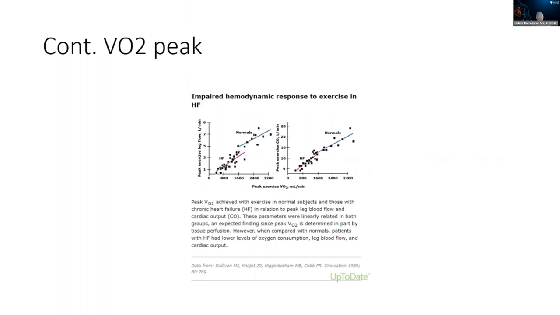This slide displays the impaired hemodynamics of the heart failure patients when compared to normal patients. If you look on the left-hand side, on the y-axis, we have the tissue uptake, the flow, and on the bottom we have the peak VO2. So the heart failure patients achieve their peak VO2, but you'll notice that the tissue uptake is much lower when compared to normal. And on the right-hand side, we have the graph with the y-axis being the cardiac output and VO2 on the x-axis. Again, the heart failure patients have a much lower cardiac output and VO2. So this is one of the reasons that they have a lot of symptoms.